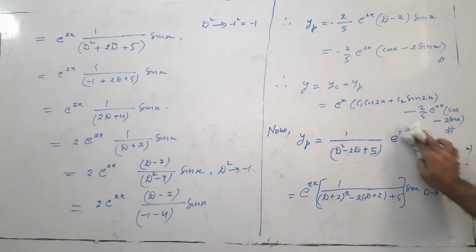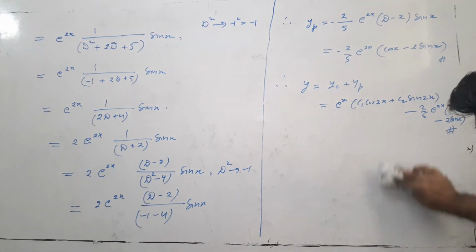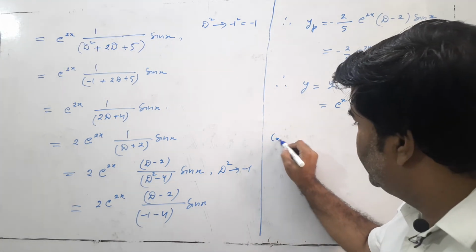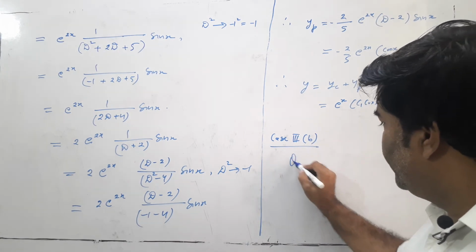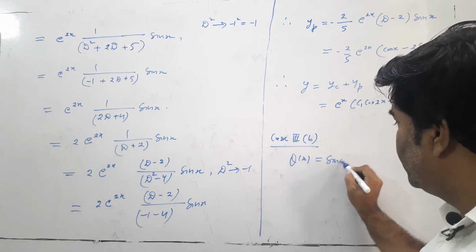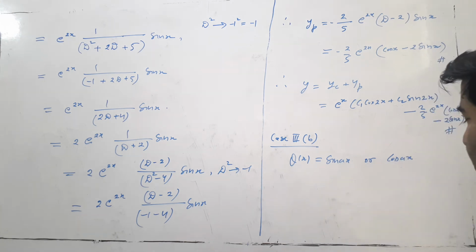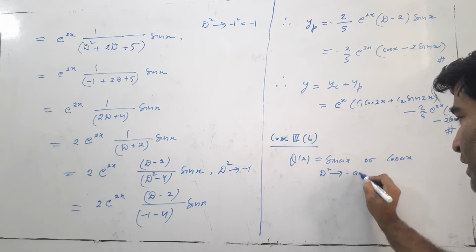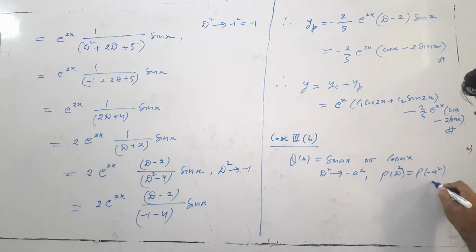Now next we discuss when, on taking d square as minus a square, we have p(minus a square) equal to 0, which is case third part B. That means when Q(x) is sin ax or cos ax, and on taking d square as minus a square, p(d square) means p(minus a square) is 0.